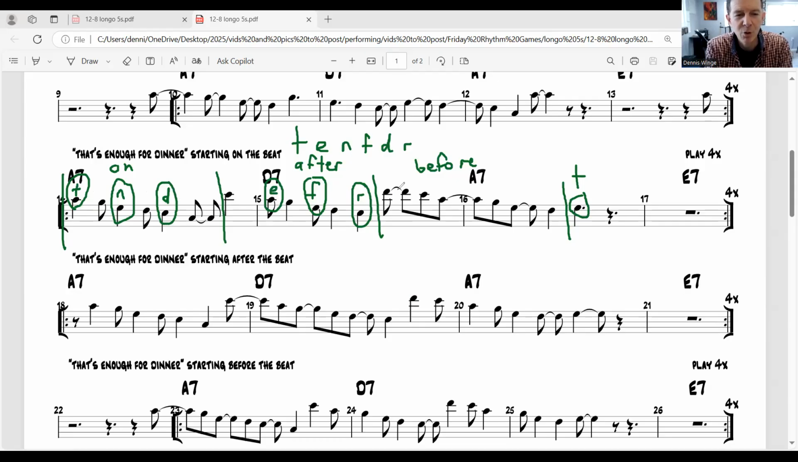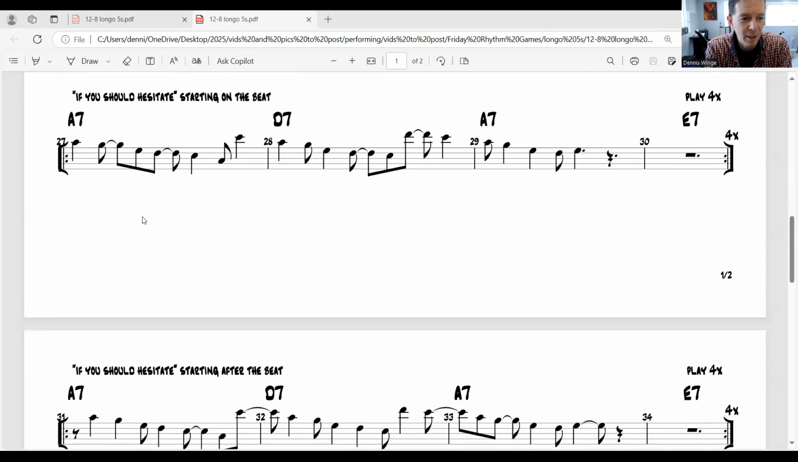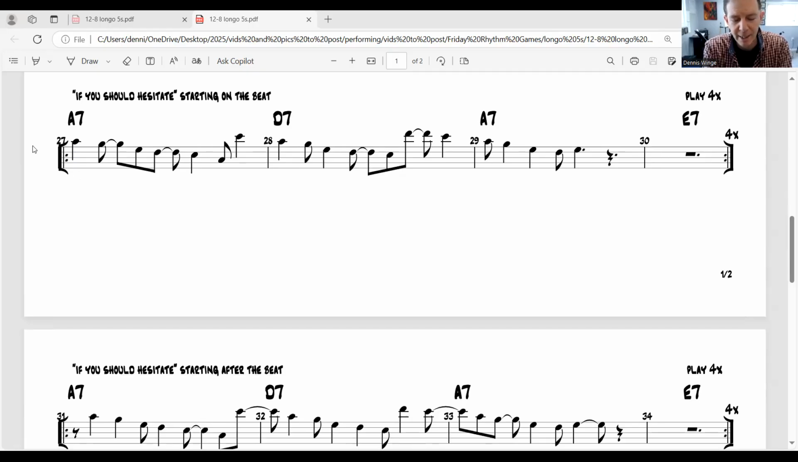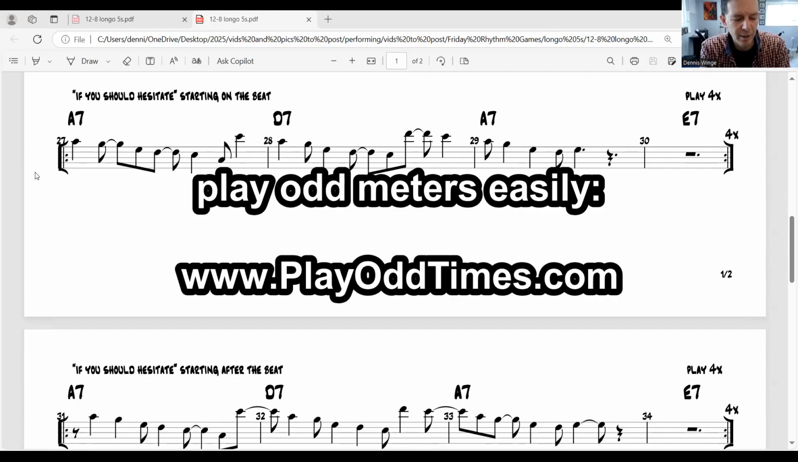So it just helps you keep track of everything. And I know you're going to think I'm mad, but I'm just trying to help here, help myself and help anyone who needs this kind of help. I did another one called "If You Should Hesitate," and these are in my course on odd time signatures.